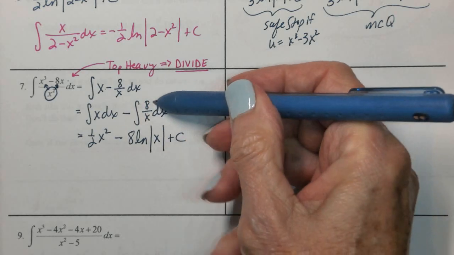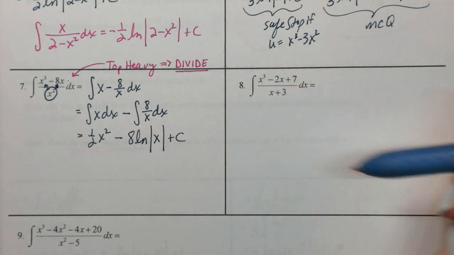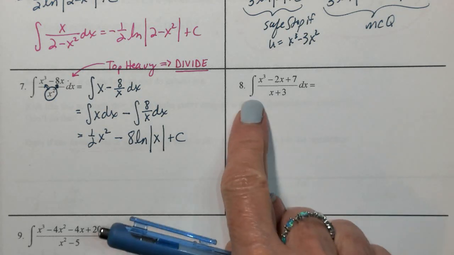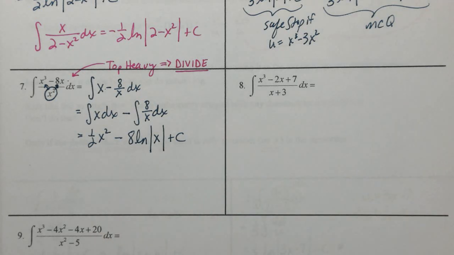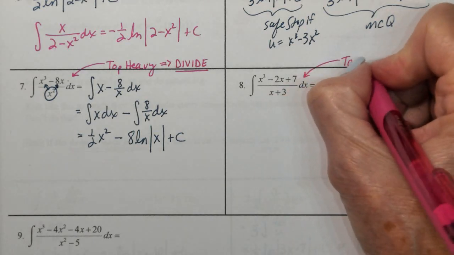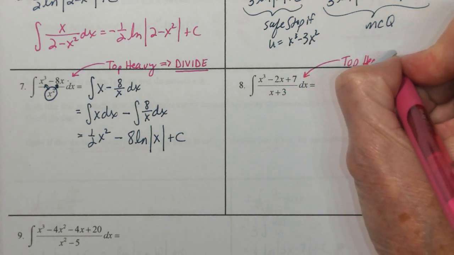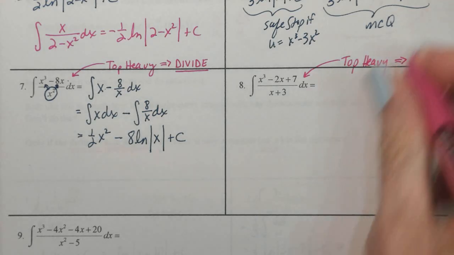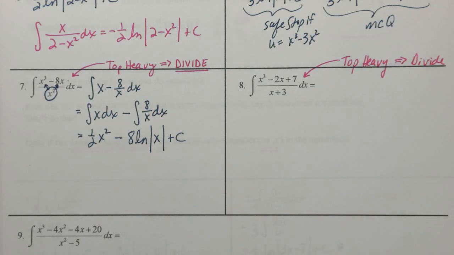The 8 was on top, it stays on top. Okay? Number 8. Once again, we have a top-heavy fraction. So we divide. So I'm going to go off to the side and divide. I might get a different color here to divide this. All right.